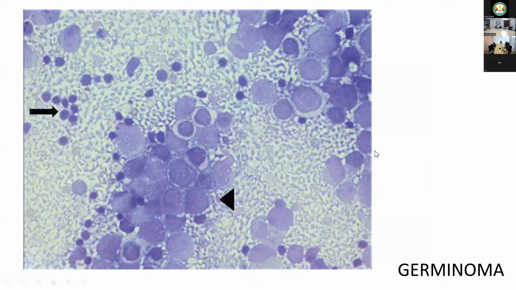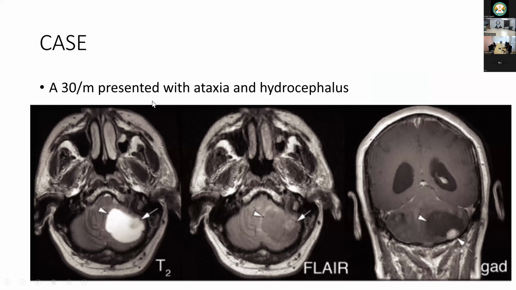Another case which can be found in young children is the germinoma, where we can find a mixture of these large cells which are admixed with the small lymphocytes. This can again be a cellular supracellular tumor.